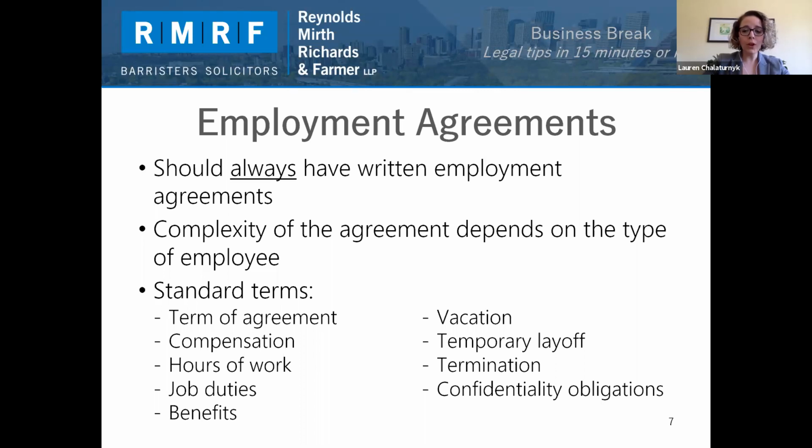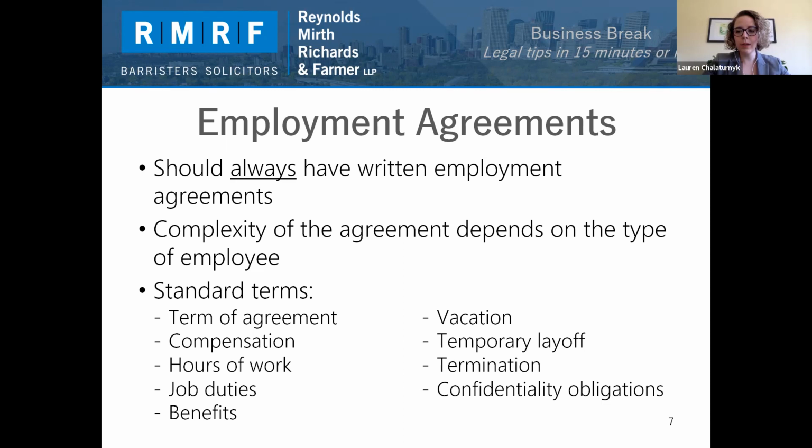So we always recommend that an employment agreement be in writing. There can be a variety of complexity when it comes to an employment agreement, and that depends largely on the type of employee. So if you're dealing with just a basic employee, they have a set of job duties, they're paid for those job duties, and they work a regular schedule, that can be a pretty standard agreement.